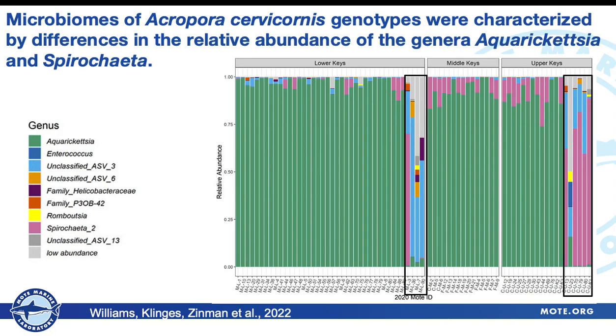However, there are a select few odd outlier genotypes that had little to no Aquarickettsia at all, and this lack of Aquarickettsia appears to result in visibly higher diversity and the dominance of Spirochaeta, which is the pink color, and an unclassified ASV that's in light blue. Now, for clarity purposes, for the rest of the presentation, I'm going to be calling the non-outlier genotypes high Aquarickettsia genotypes, and the outlier genotypes, the ones in the boxes, I'll call low Aquarickettsia genotypes.